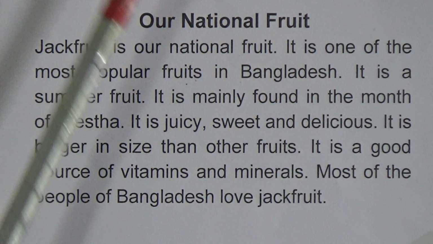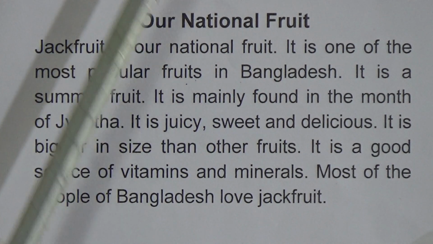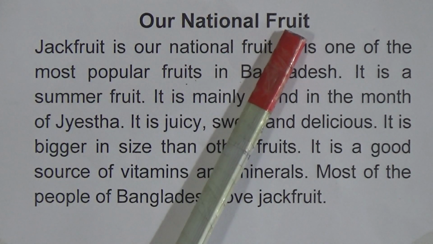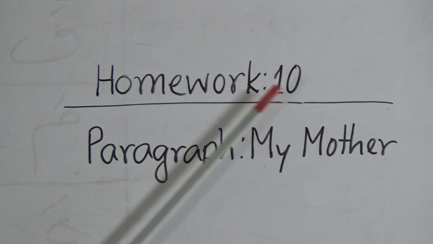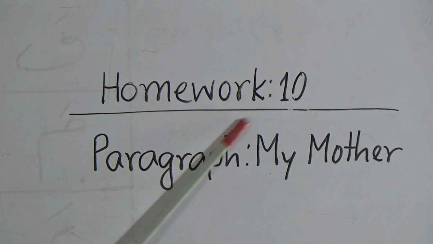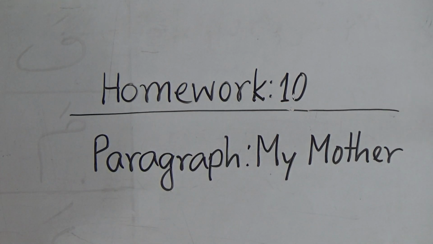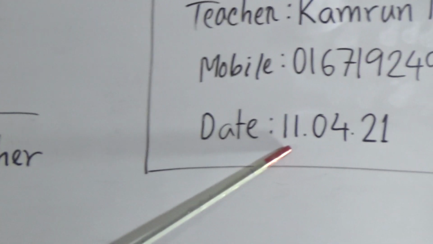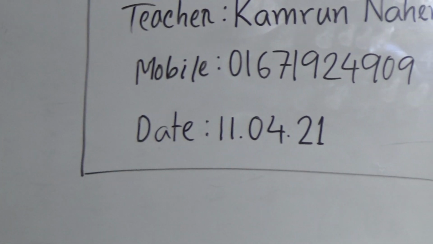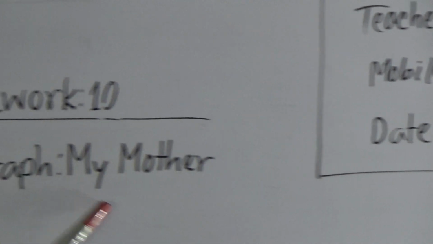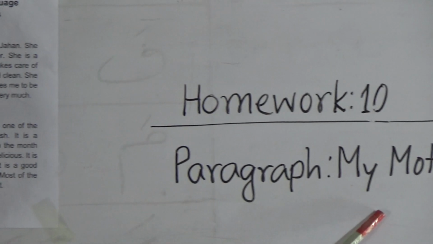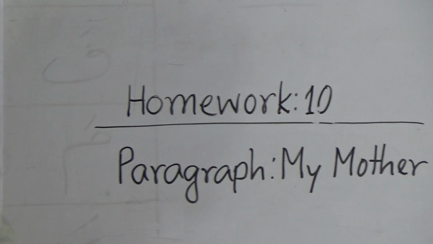So there are two paragraphs in this term. That means for half yearly there will be two paragraphs, my mother and our national fruit, and my mother will be your homework. Homework number 10. I repeat, homework number 10, and all of you will mention the homework number in your HW copy, and you will also write today's date, 11 March 2001, and my mother is your homework. So all of you will learn the paragraphs, and then we will do your homework.